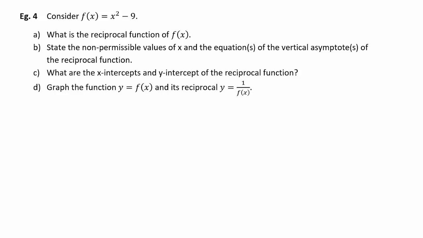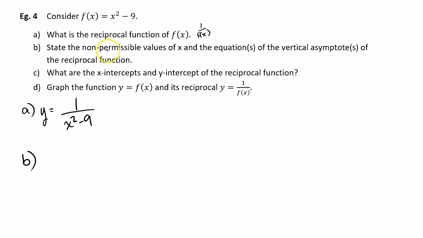So example 4 looks at the function, and we're eventually going to graph it, but that's not our first step. So step A is just writing the reciprocal. And when you're asked for the reciprocal of the function, you are asked to literally write the formula. So in this case, go 1 over, remember the definition is 1 over f of x. So in this case, it's going to be 1 over x squared minus 9.